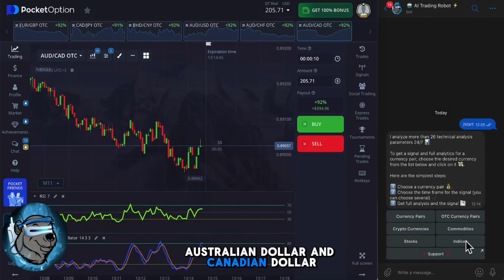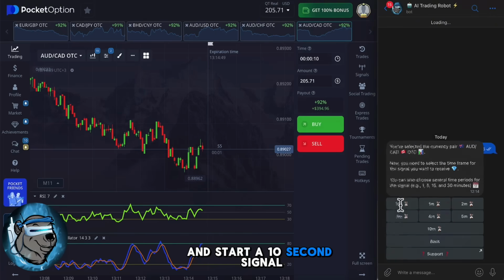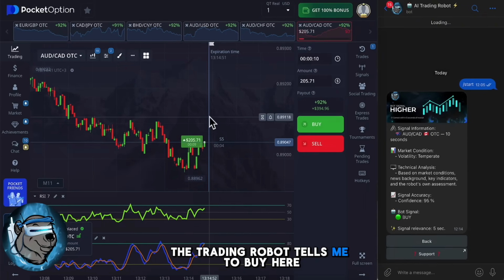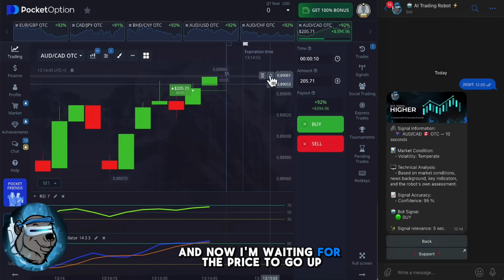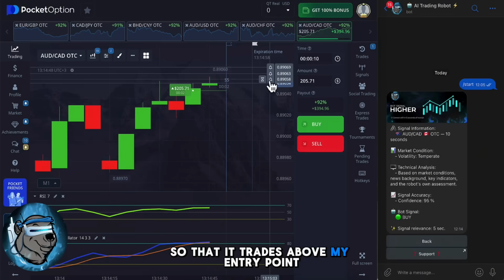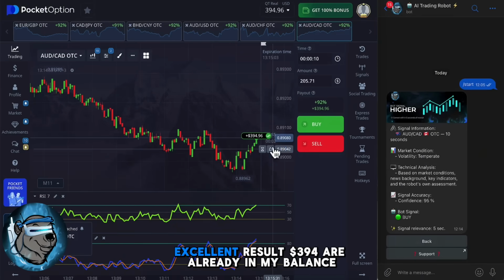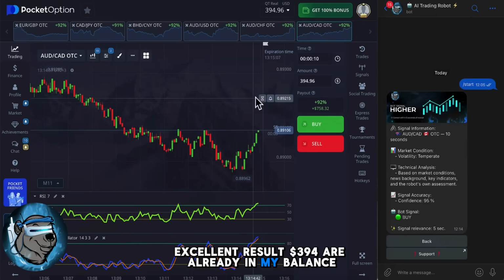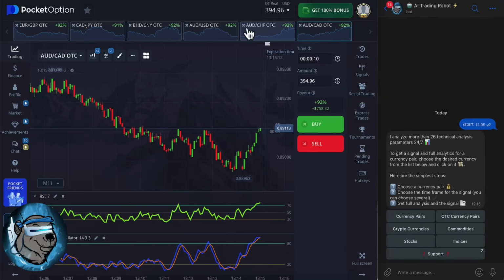Australian dollar and Canadian dollar. I open this asset on the trading robot and start a 10-second signal. The trading robot tells me to buy here. I immediately open a buy trade, and now I'm waiting for the price to go up so that it trades above my entry point, allowing me to take my profit of 92%. Excellent result. $394 are already in my balance. And I simply move on and won't stop at this trade.